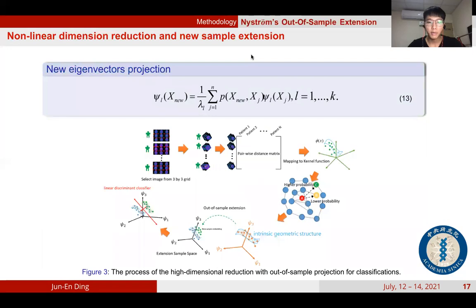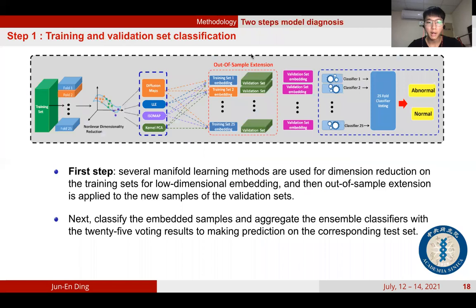In our dimension reduction process shown in figure 3, each point of each patient is projected onto the originally trained low-dimensional diffusion space, and the new samples are extended into the training space. Finally, we use the selected classifier to carry out the classification. The main idea of our approach is a two-step model diagnosis.